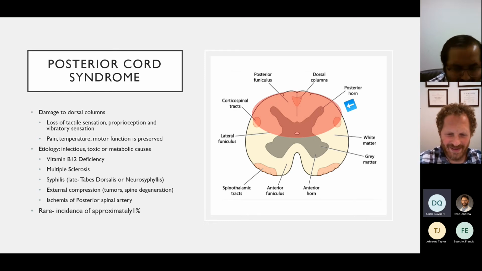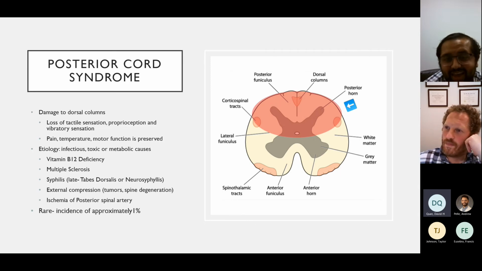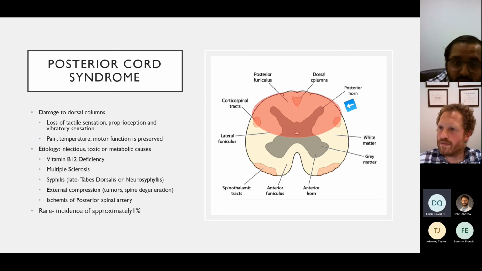Etiologies for this commonly include vitamin B12 deficiency, MS, and syphilis, usually neurosyphilis, also known as tabes dorsalis. You can, of course, have an external compression from a posterior tumor as well as spine degeneration. Finally, you can have ischemia of the posterior spinal artery. It's important to note that, in regards to the anterior spinal artery, these symptoms can be unilateral because there are 2 posterior spinal arteries, and so the blood flow could still be preserved to the other side.